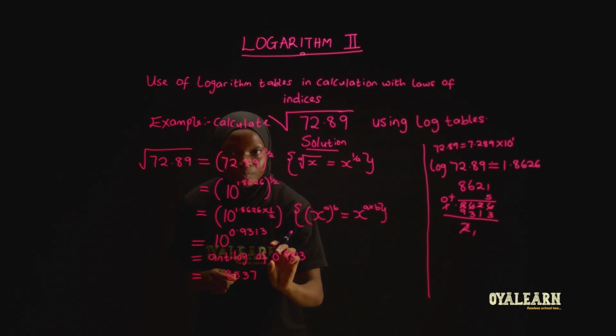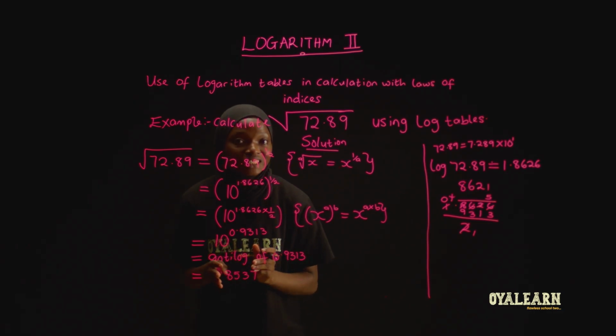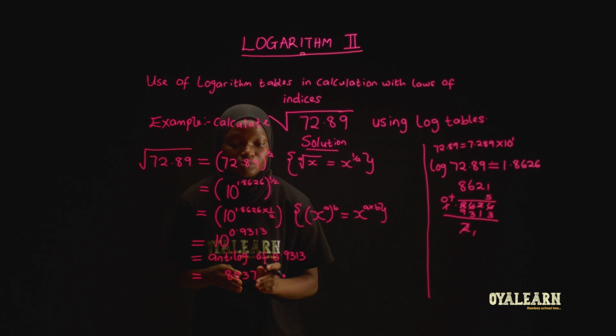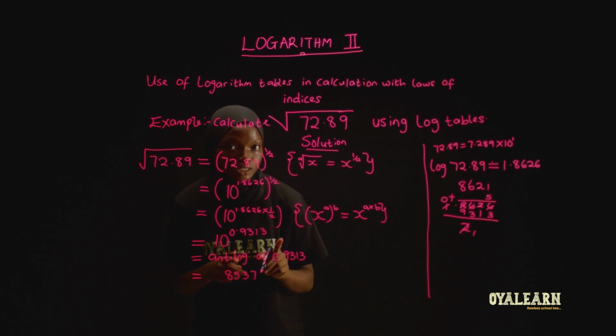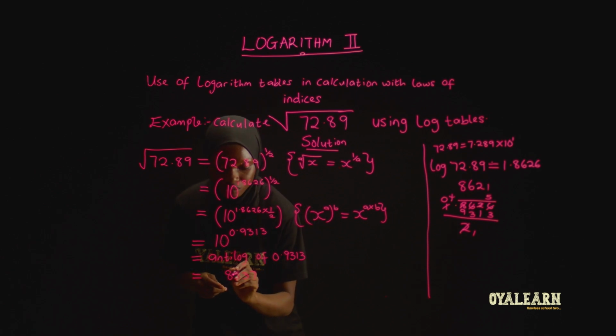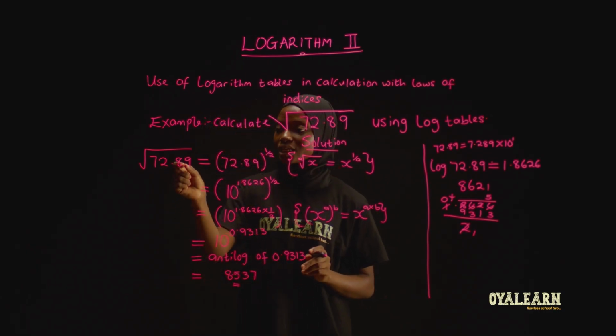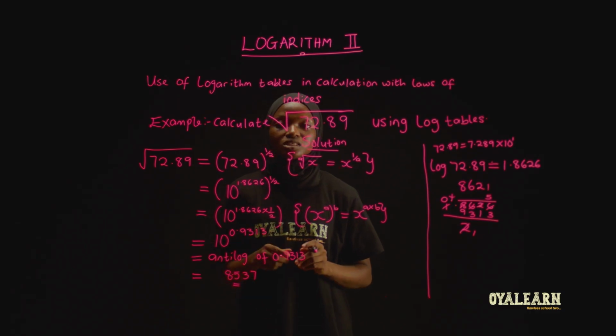And this integer part, the 0 that we have here, determines where the decimal place is going to be. Since we have 0 as the integer part, that means our decimal point will be after the first digit, 8. And that gives us the square root of 72.89 as 8.537 using logarithm table and indices. Thank you.